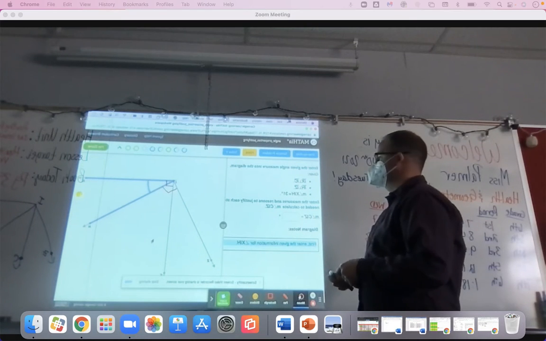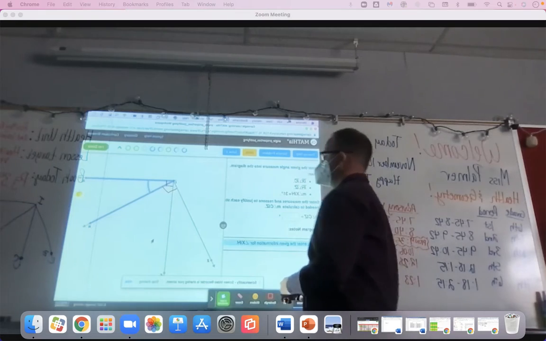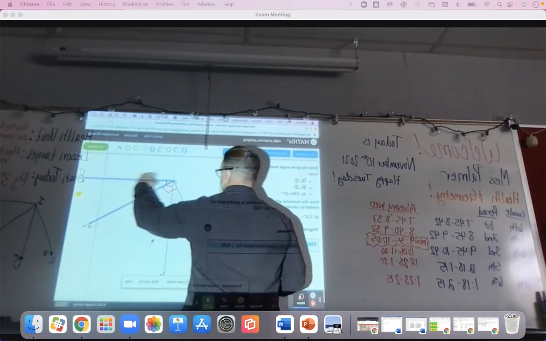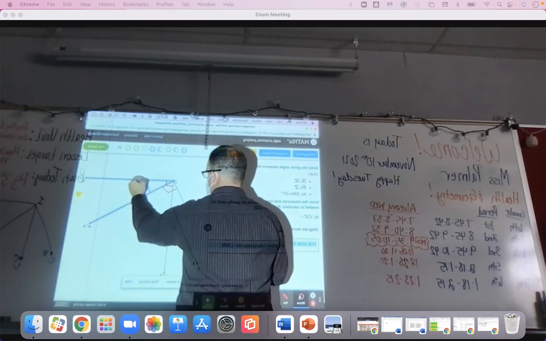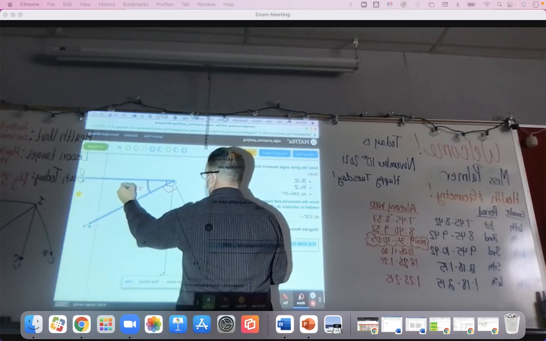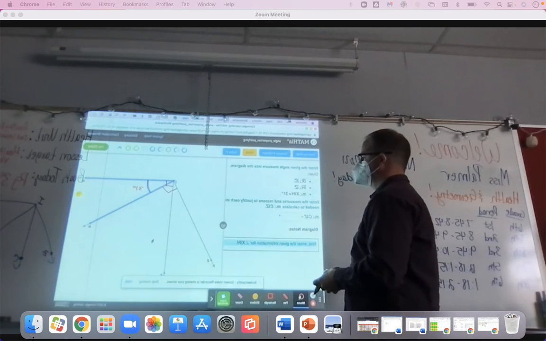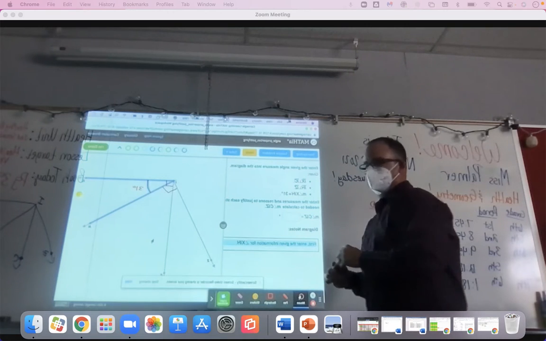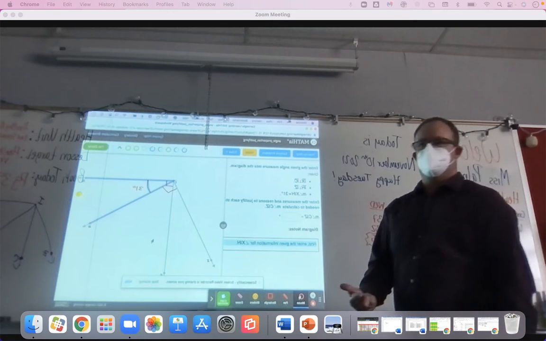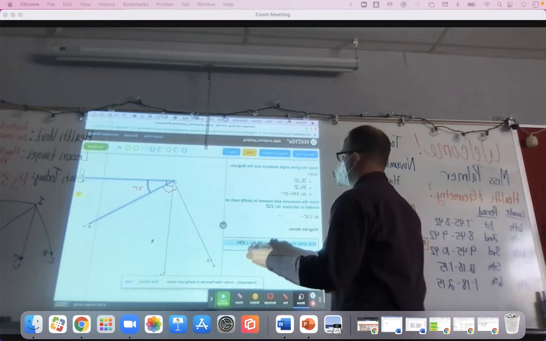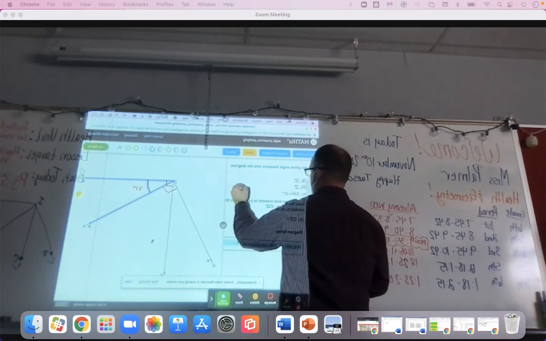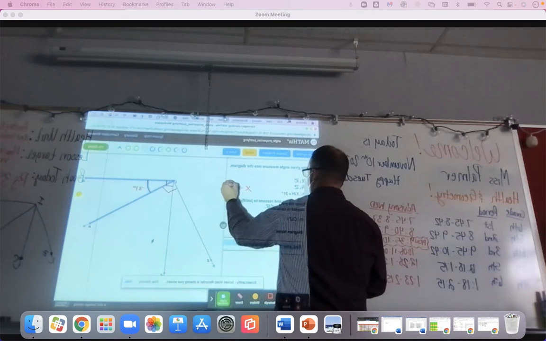And then the measure of XIH is 31. So XIH, this angle here, is 31 degrees. This one has a little trick to it. I'm going to do an example using algebra really quick.